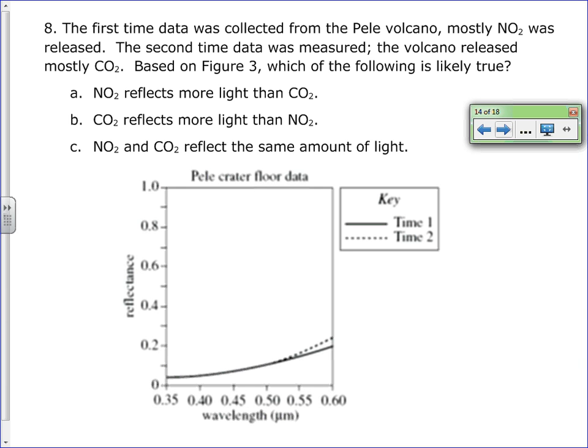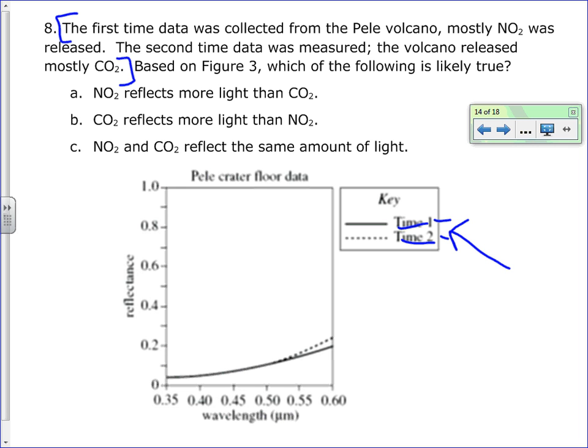The first time the data was collected from the Pele volcano, mostly NO2 was released. The second time data was measured, the volcano released mostly CO2. Based on figure 3, which of the following is likely true? And again, we have a whole bunch of new information here. New information about what was spit out the first time. If we look at the graph, we notice that on Pele, so we're looking at this figure, there's 2 different times where they measured data. The solid line was the first time, the dashed line was the second time.